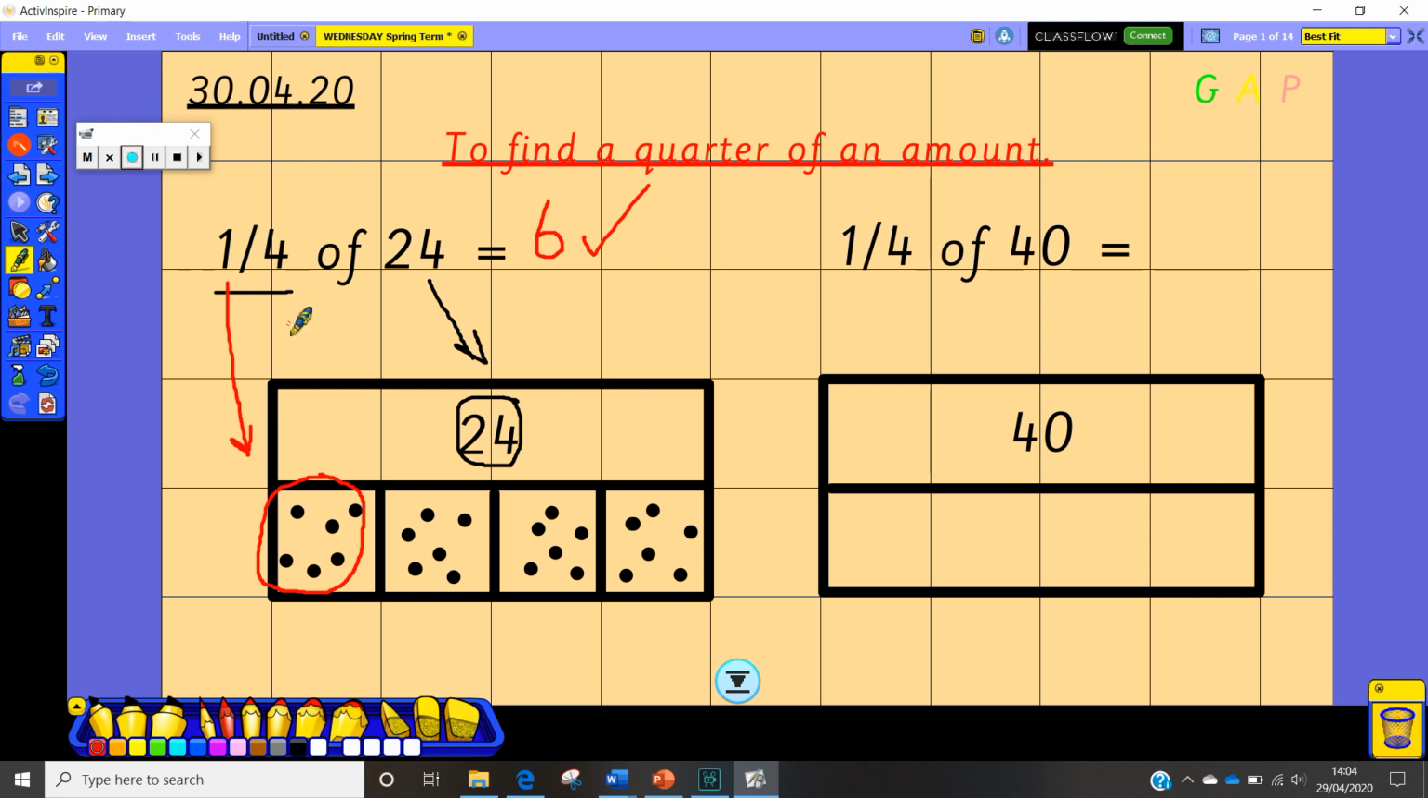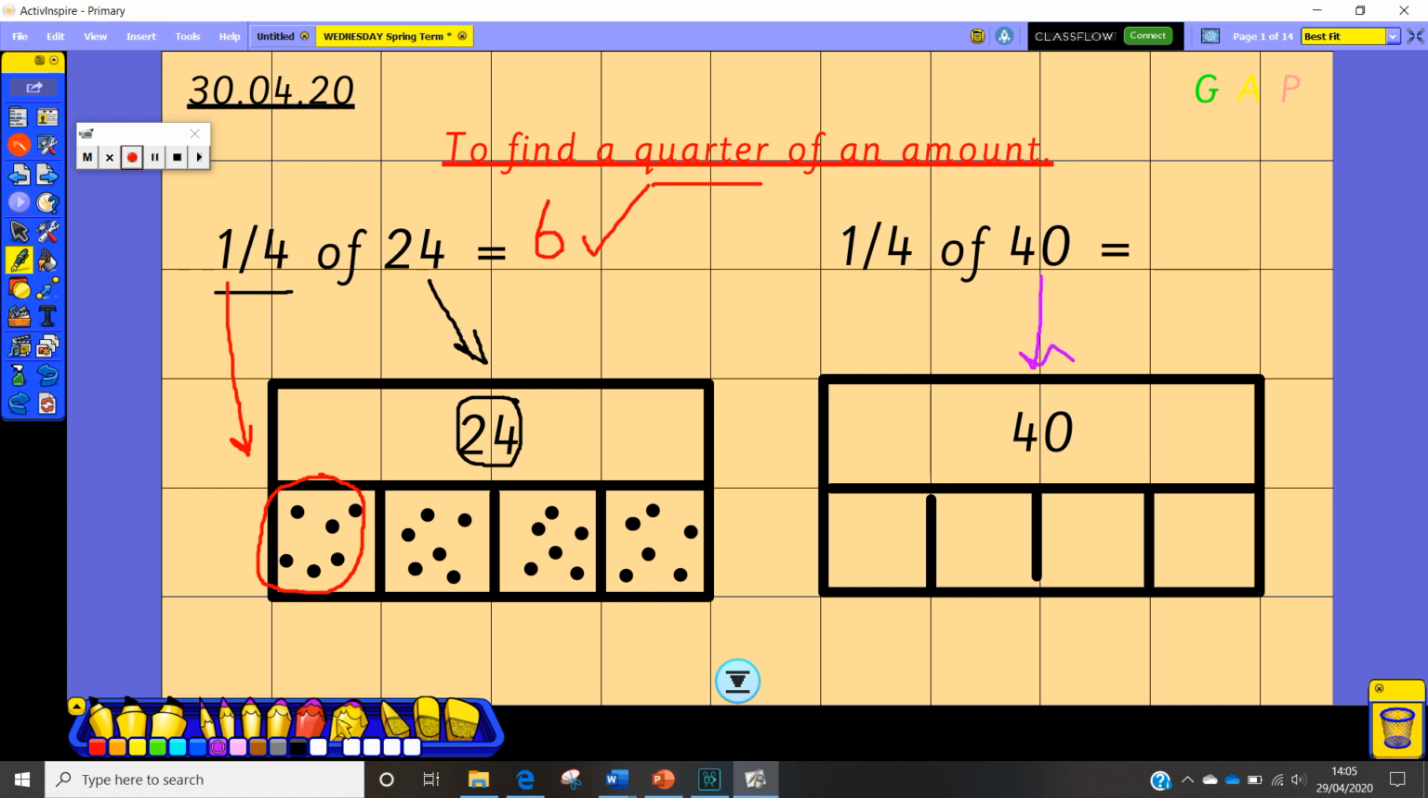Okay, let's move on to the next one. We're still finding quarters because that's our objective here, to find a quarter of an amount. Job number 1, we need to check and read the question. It says 1/4 of 40 this time. Next job is to draw your bar model, which I again have started here, and put your whole number in the top box as I have done here. Then we need to split my bar into my 4 quarters. So 1, 2, 3 and 4, which we have got there.